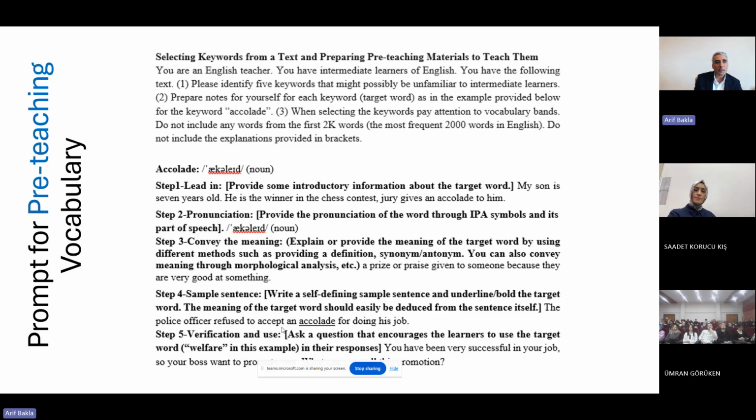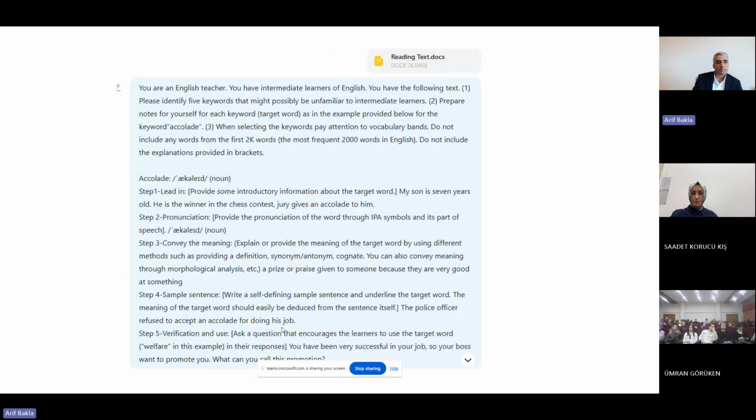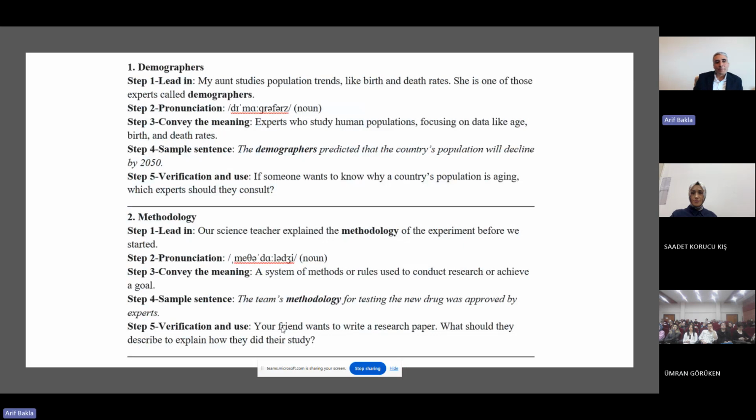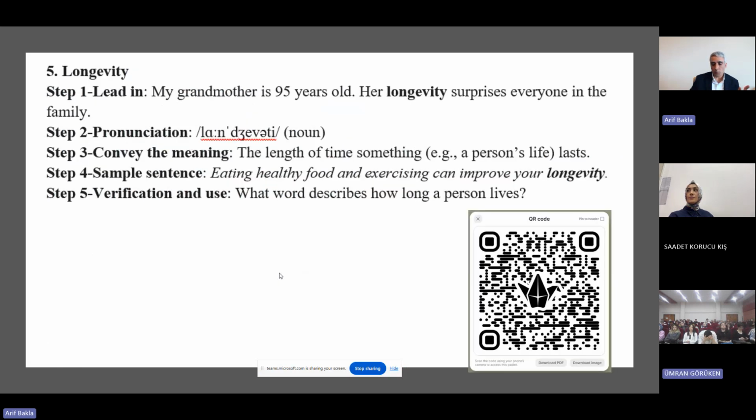And the result was, well, first of all, hang on a second. Yeah, here, demographers was one word, and it provided a successful study material or presentation material for the teacher. It gave nice sentences, also bolded the target word, and finally asked a verification or use question. It did this all for all the items, okay? 5 selected items: demographers, methodology, also pension, chronic, and longevity. These were the words that the AI tool selected.